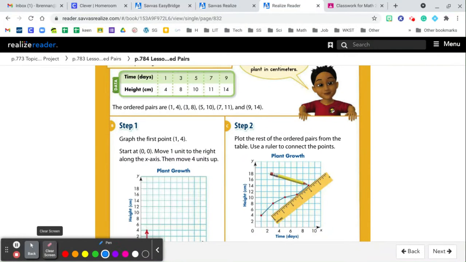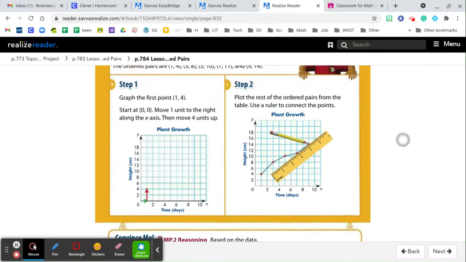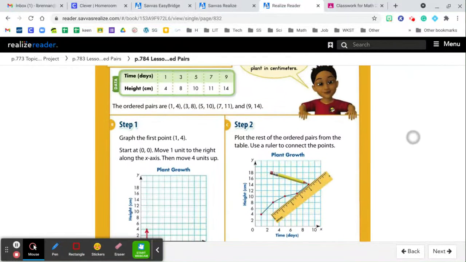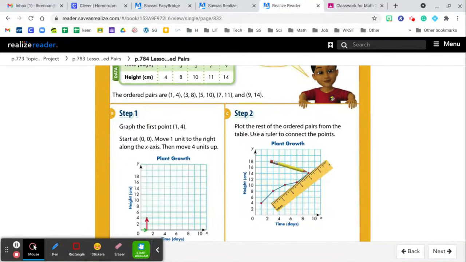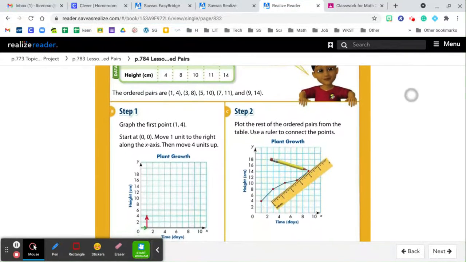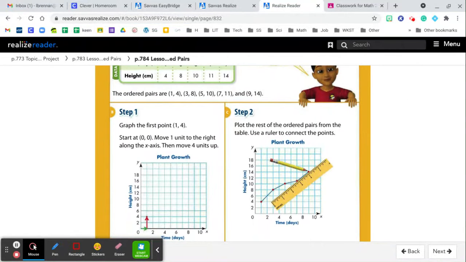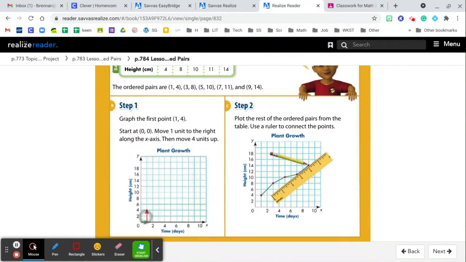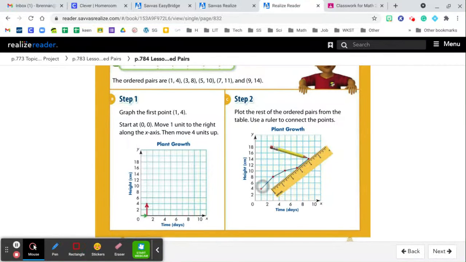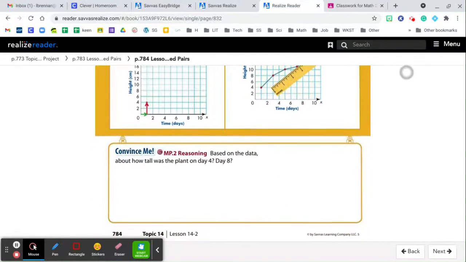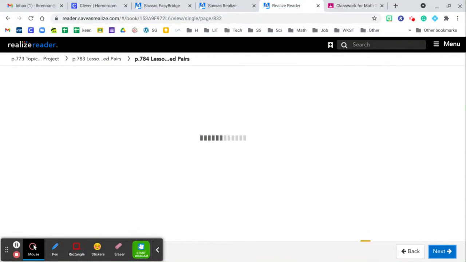So the ordered pairs are showing up like this, but remember we want time over height. So let's see. Starting at 0, 0, we always start at origin, move 1 unit to the right along the x-axis, then move 4 units up. So that's graphing the first point, 1-4. We start at 0, go over 1, up 4. And as we're drawing the dots and connecting them on this line graph, we're using a ruler to connect the plot points. Let me go back here.